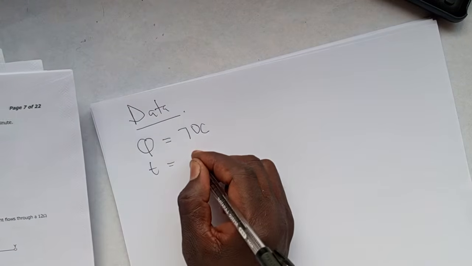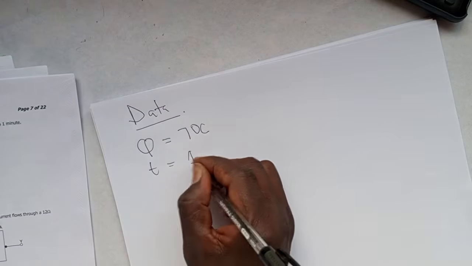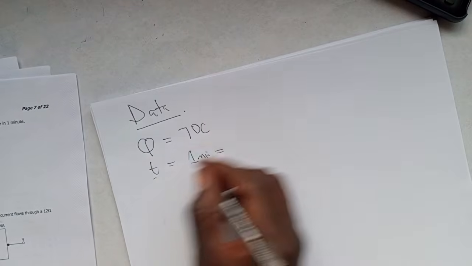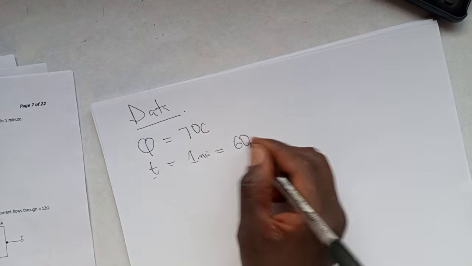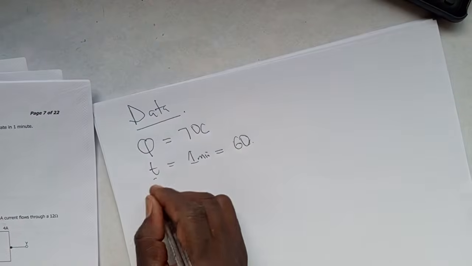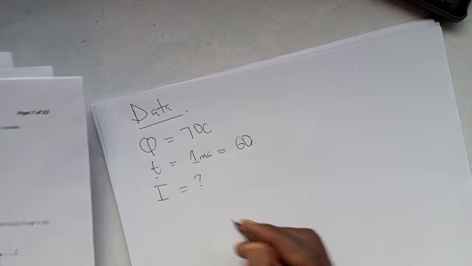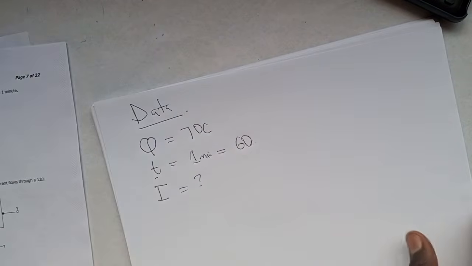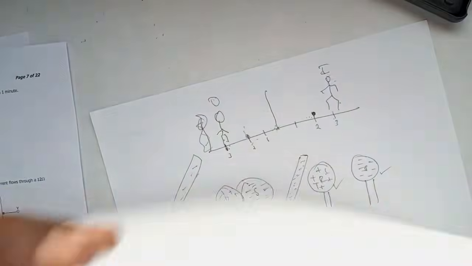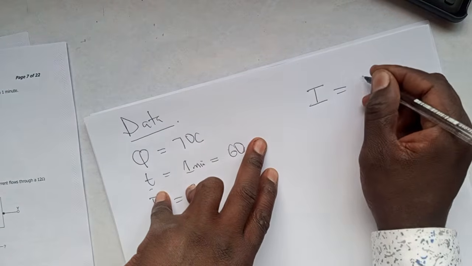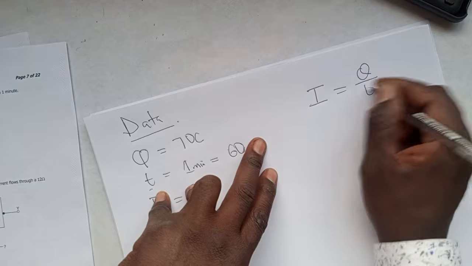What else do we have? Time, which is 1 minute. But remember, the SI unit for time is seconds, so this is 60 seconds. What is the question looking for? Current. What is current? We don't know, so we need to come up with a formula. Remember, current is basically the rate of flow of charge.